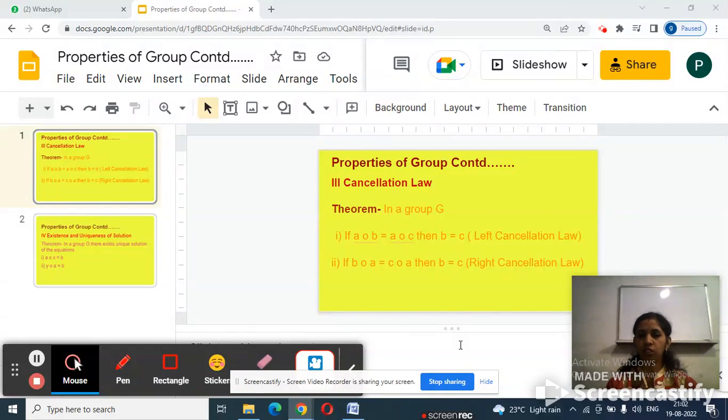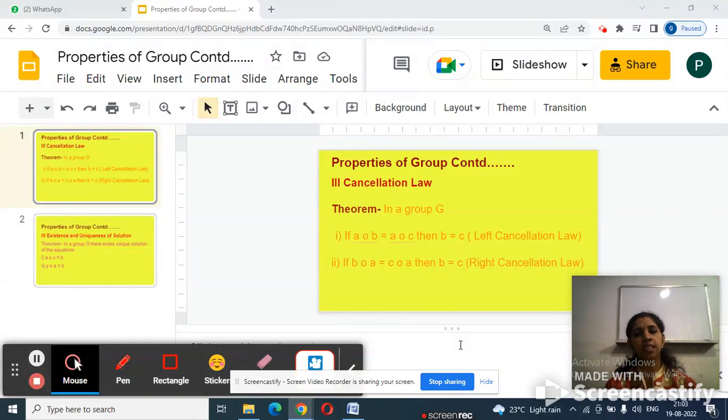So if we want to prove the first one, that is A operation B is equal to A operation C implies B is equal to C, then we pre-multiply the above equation by A inverse. So we will get A inverse operation A operation B. By applying associative law, we will get A inverse operation A, that is identity element. So in the left hand side, we will get B.